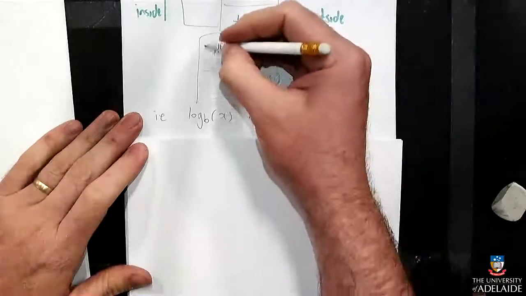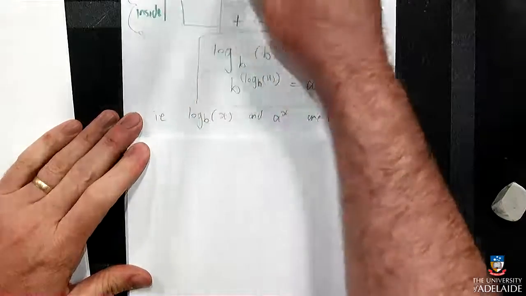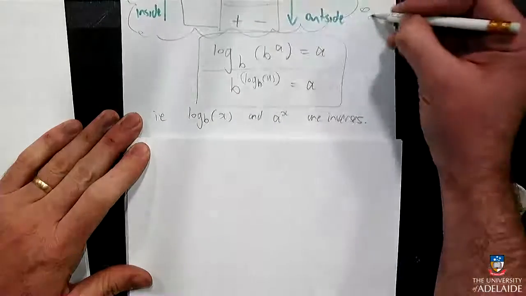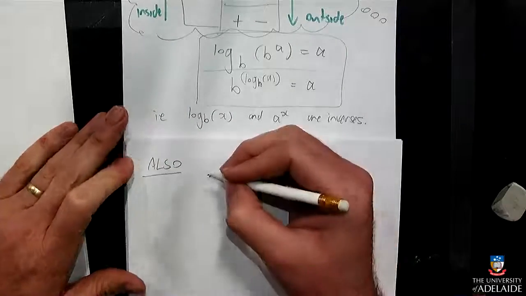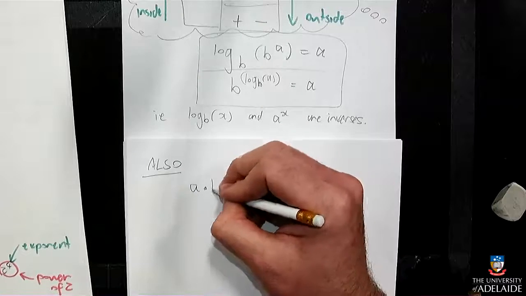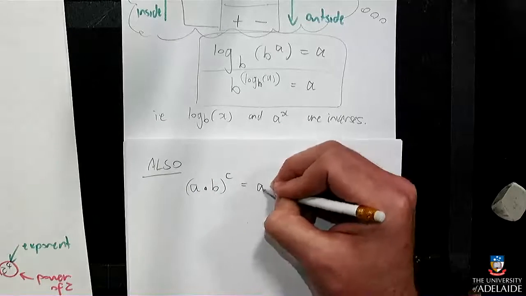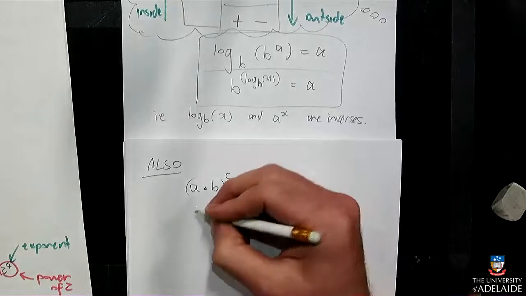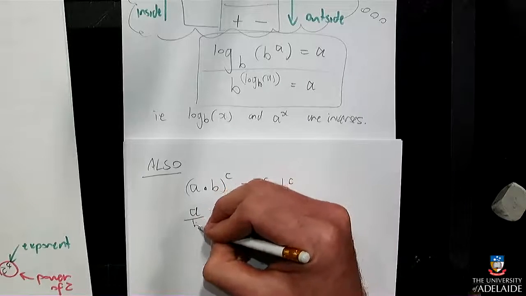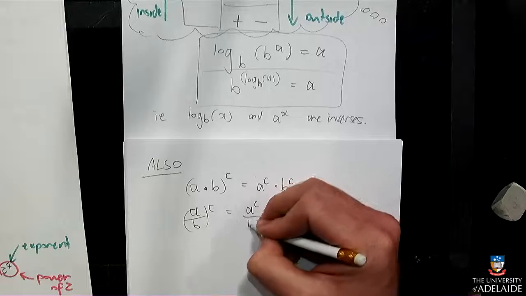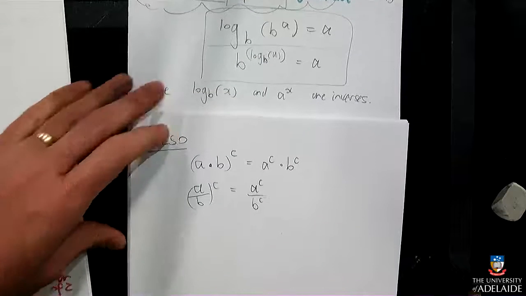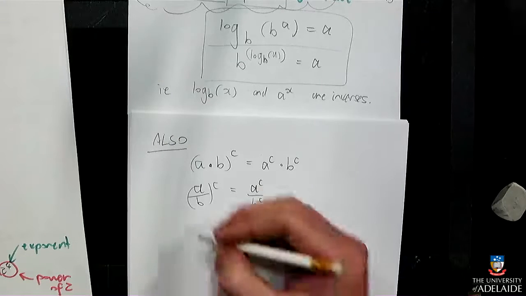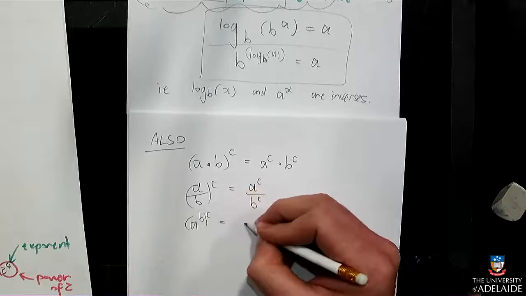So, this is just what I'm thinking here. Okay, so also, a times b to the c is a to the c times b to the c. And a divided by b to the c is a to the c over b to the c. All right. And just for completeness' sake, a to the b to the c is a to the bc.